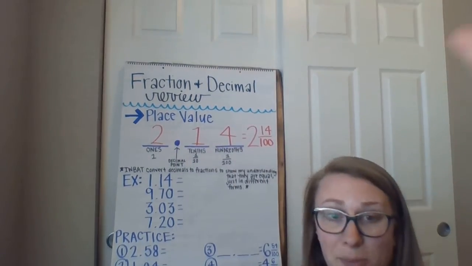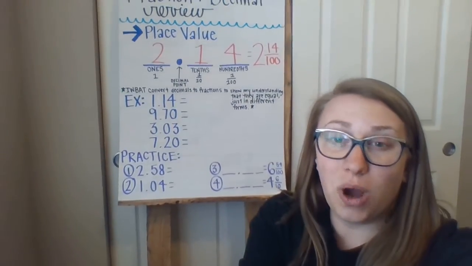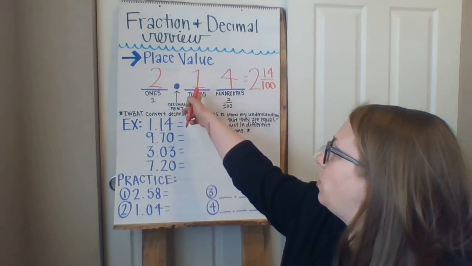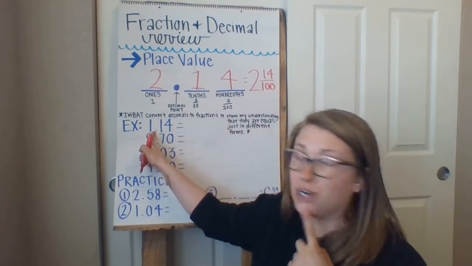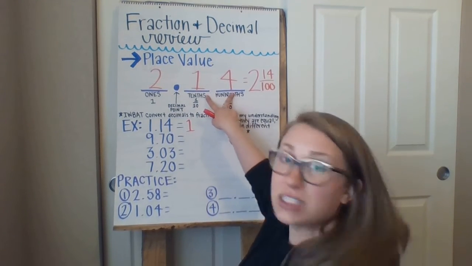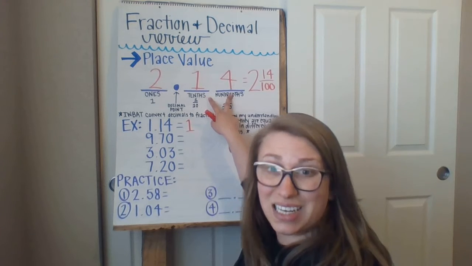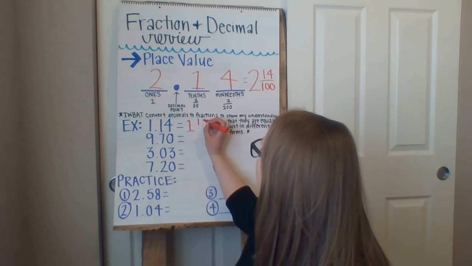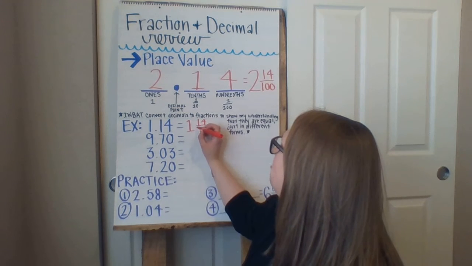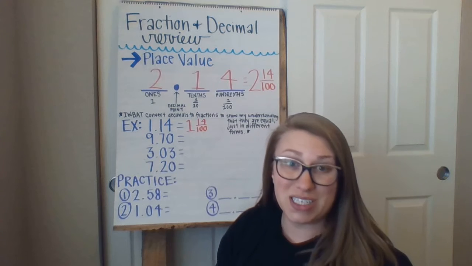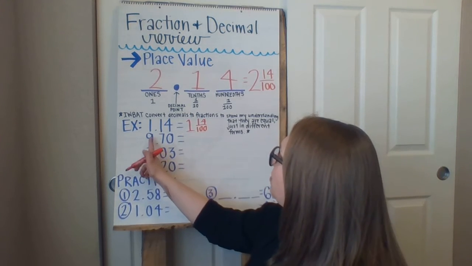The first number that I see is 1.14. Ooh, very similar to the one we have up here. So I see there's a whole number here, so I know I'm going to have a big 1. And then just like we wrote here, it's 14 hundredths, okay? 14 hundredths. That's the fraction part of this mixed number. 1 and 14 hundredths.